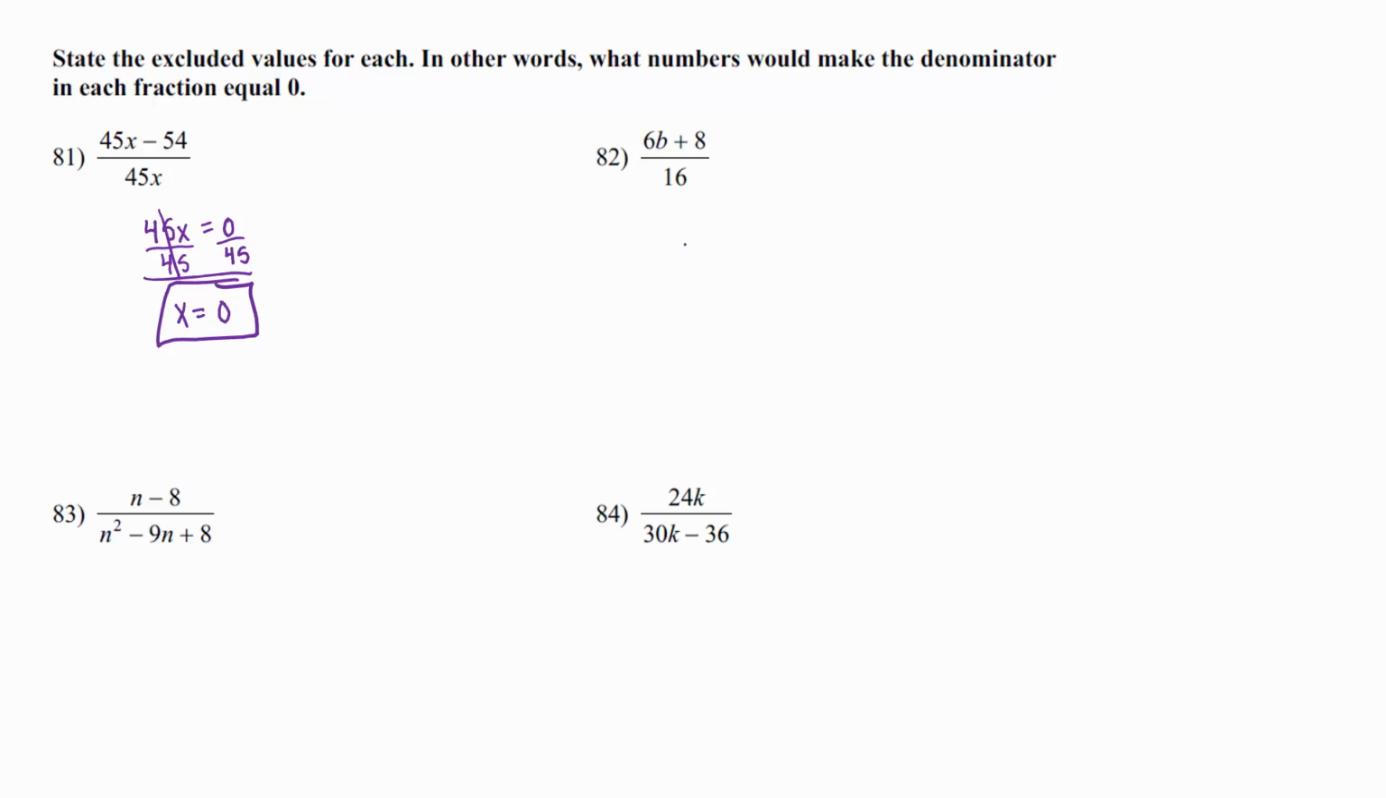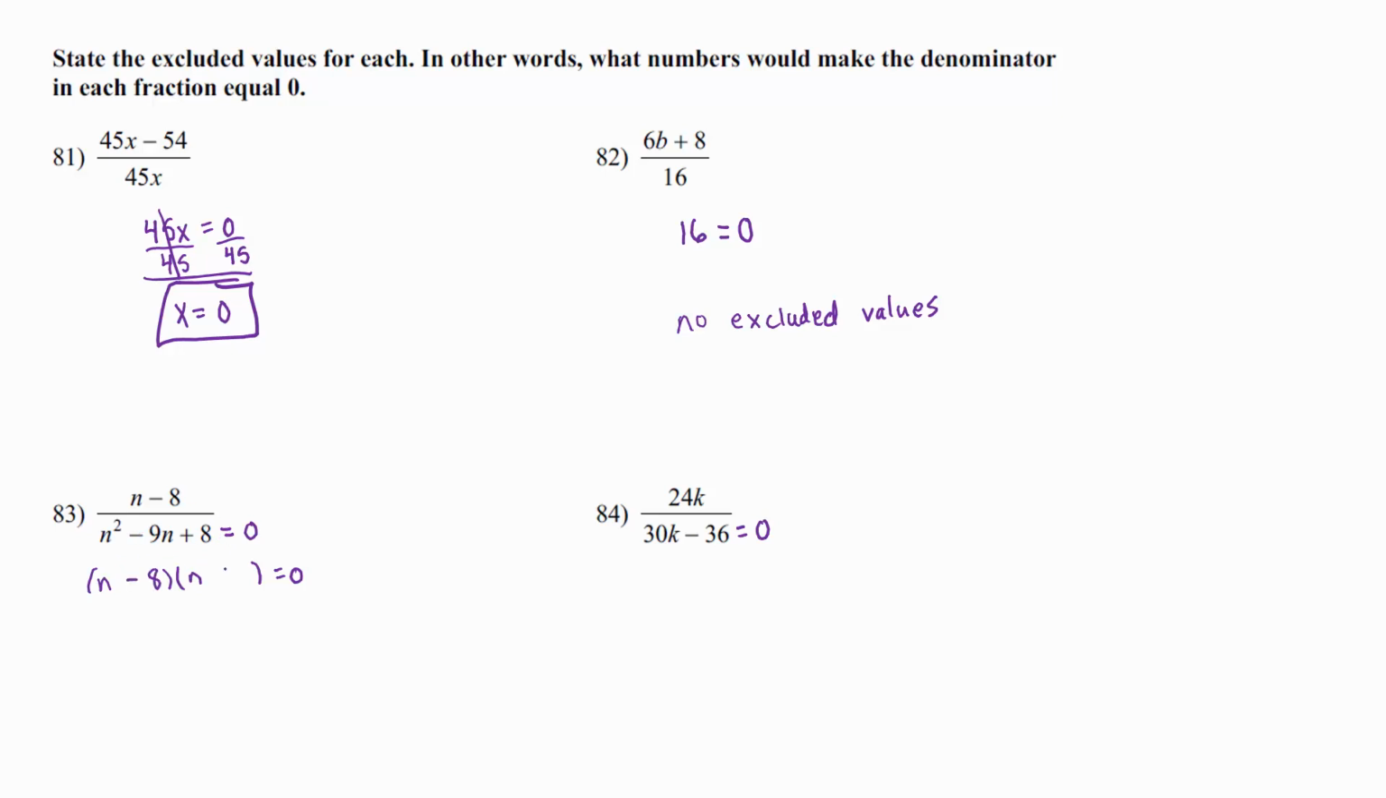This section says, state the excluded values for each. In other words, what numbers would make the denominator in each fraction equal 0? So this is asking us basically about that same idea of what gives us extraneous solutions or things like that. Like, what is it that I'm not allowed to plug in for x here because it would make me divide by 0? And the way to figure this out is to take the bottom of your fraction and set it equal to 0 and solve. It doesn't matter what the top is because the top of our fraction is allowed to be 0. It just matters where the bottom equals 0.